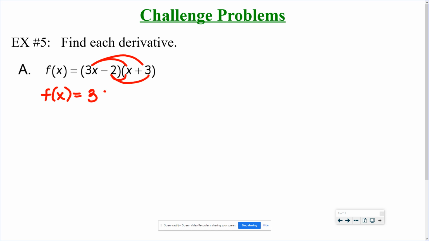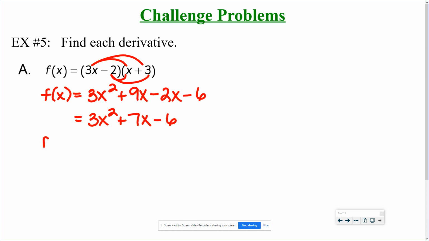So let's multiply and expand all this out first. And then we can reduce that down, and then we should be able to take a derivative. So now there's my simplified function. The derivative of that would then be 6x plus 7.